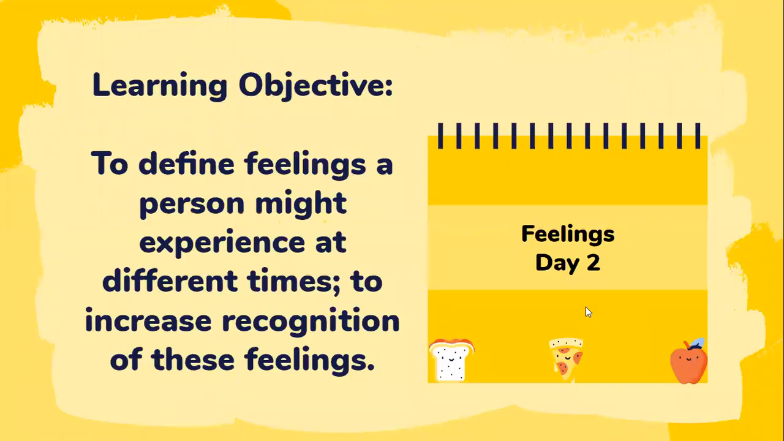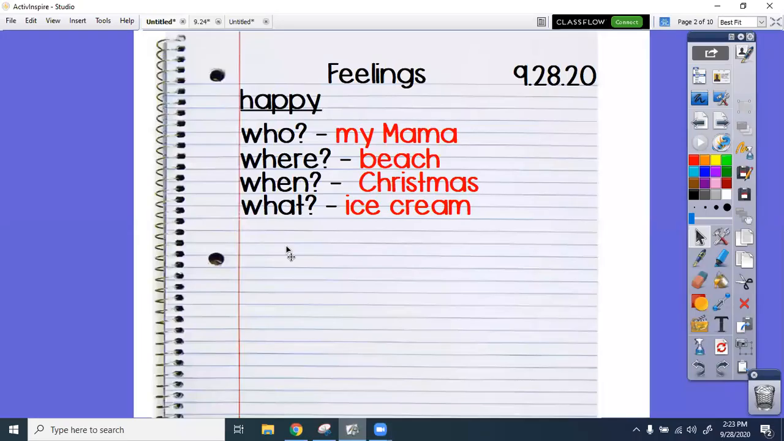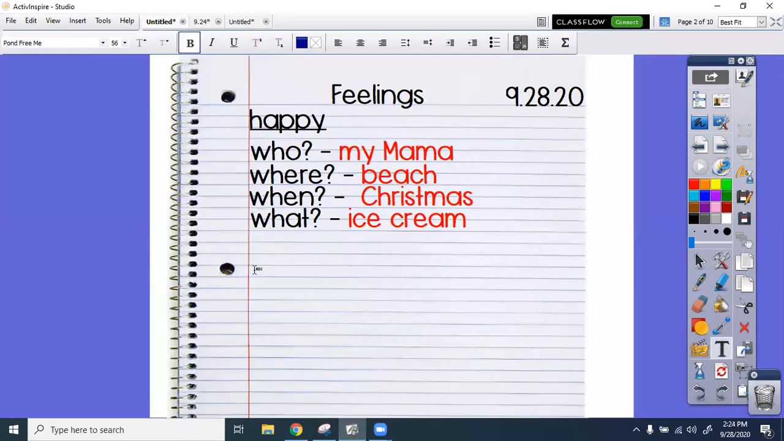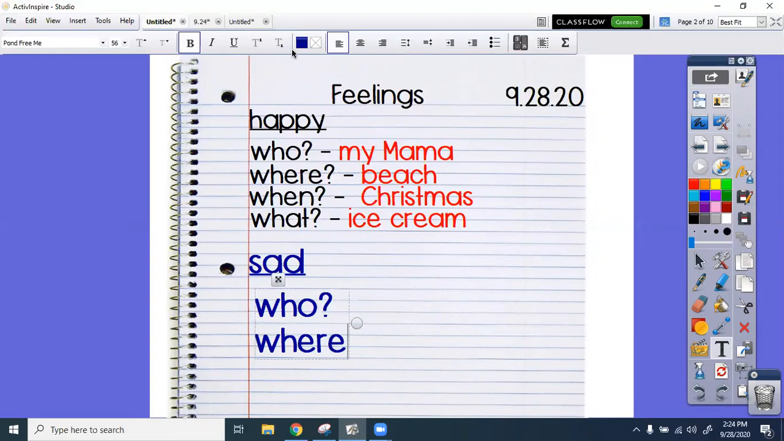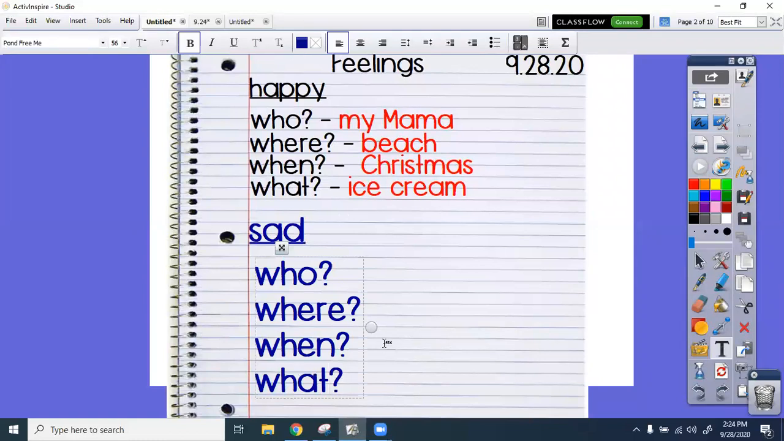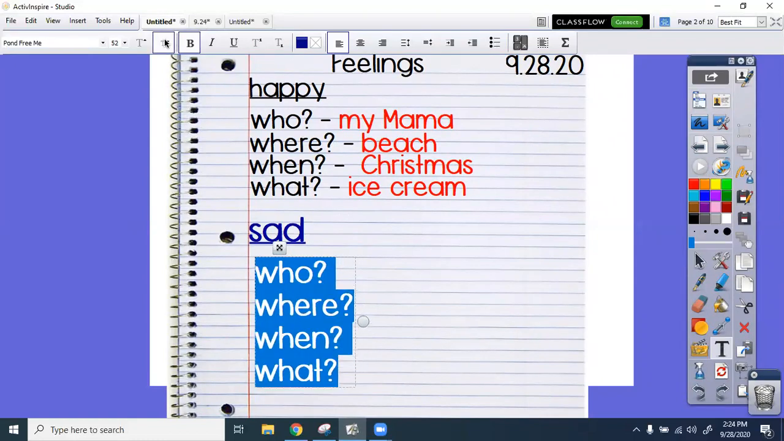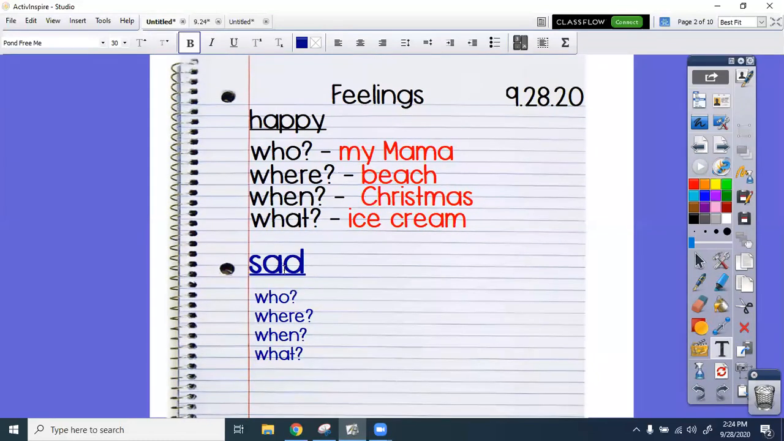So turn back to that first page in your notebook. And you should have the word happy still there, because we did happy yesterday. So let's look at sad. We're going to do four of our W questions with the word sad. So for sad, we are going to need a who, a where, a when, and a what. Make sure you get all four of those down.